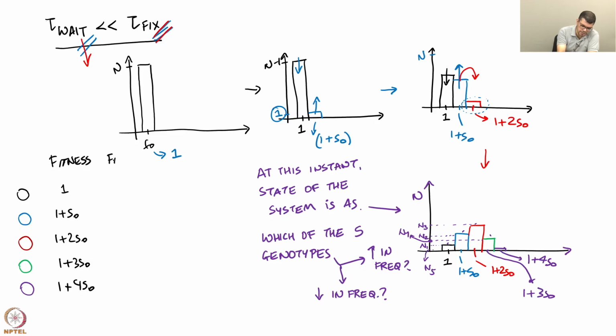But I also know the frequency of each genotype. The frequency of the first one is just N1 divided by N. I was going to call it F1, but F is a bad choice because we have been using F for fitness. So, let us just let it remain as N1 by N. The second genotype is N2 by N, this is N3 by N, N4 by N and N5 by N. So, that is the frequency.